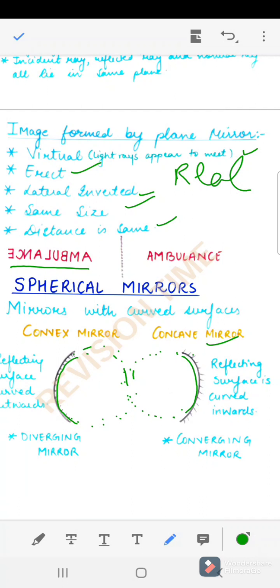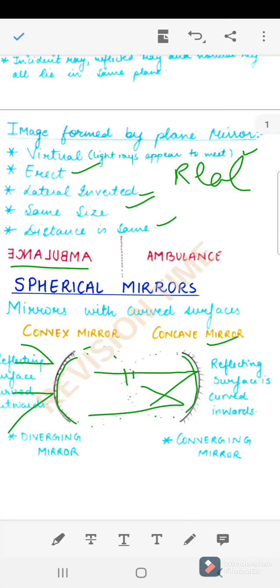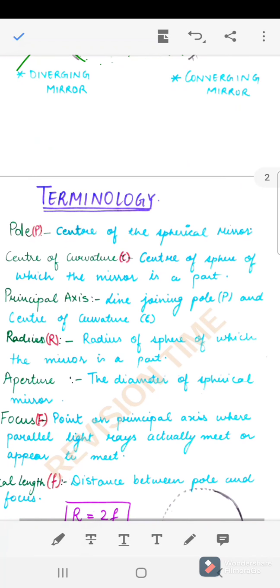A convex mirror is a diverging mirror. The rays tend to diverge when they strike the surface. Whereas in a concave mirror, the rays converge, so it is a converging mirror.